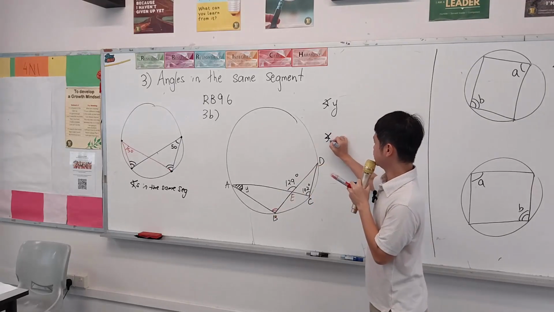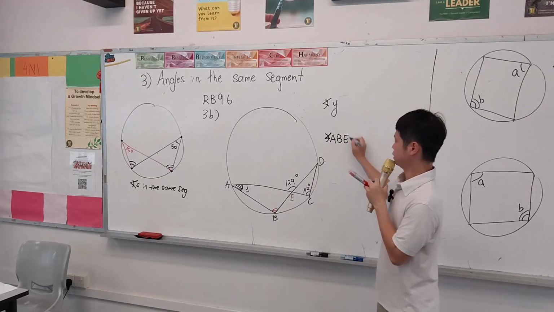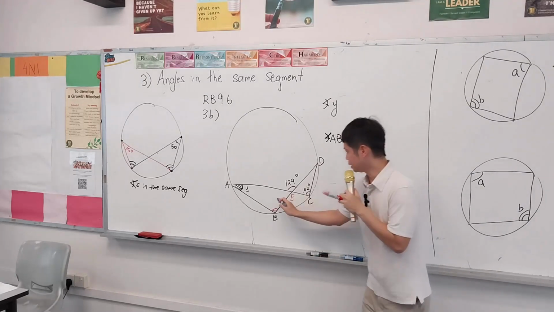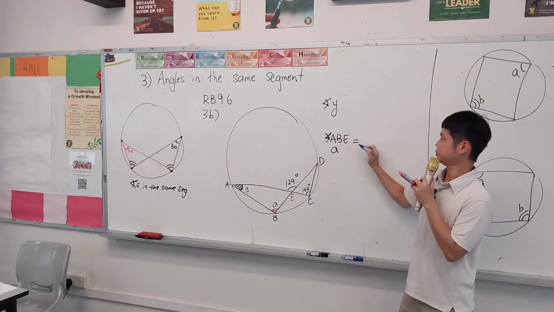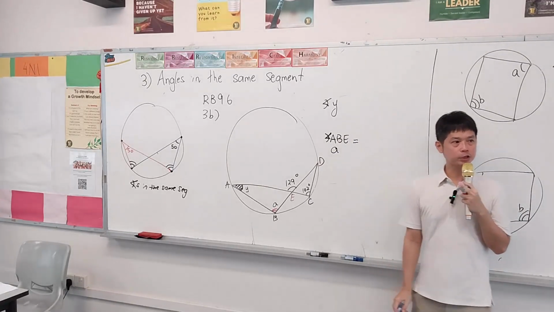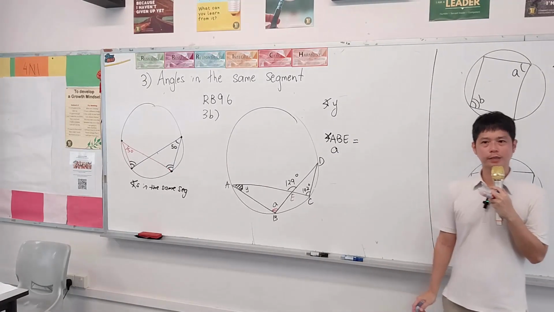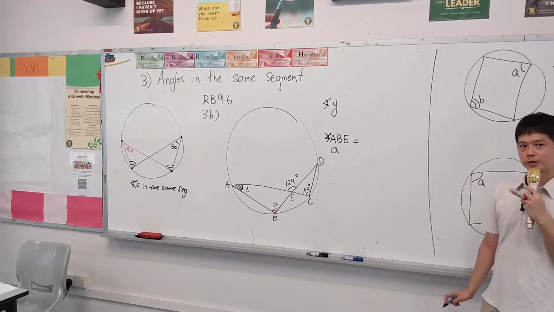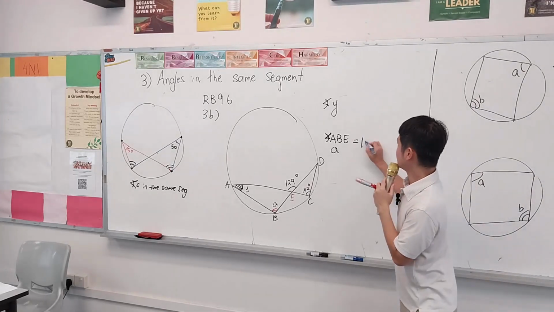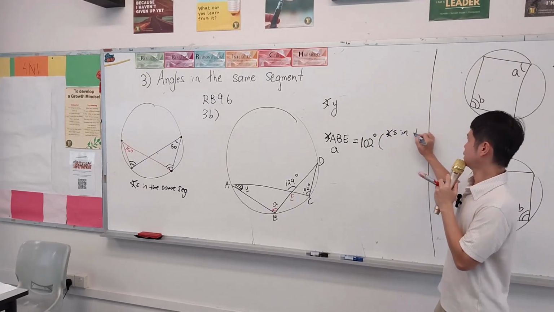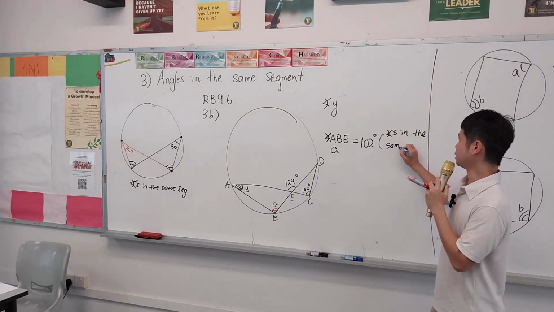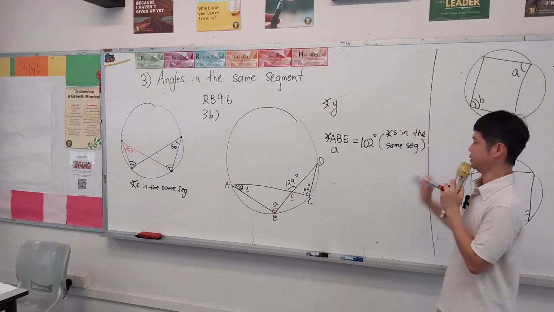So, angle ABE. Now, if you don't like to write ABE, you can just write that this is A, and you can write down angle A. Okay, angle A is how much? You just learned like 20 seconds ago. Yes. So what's the angle property? Say out. Yeah. So when you have a butterfly, you have angles in the same segment.